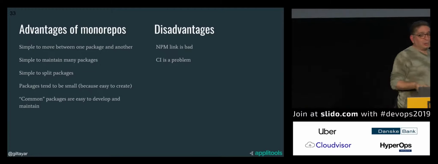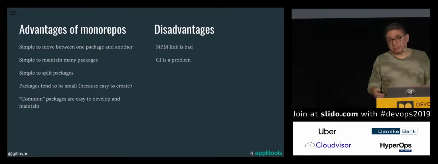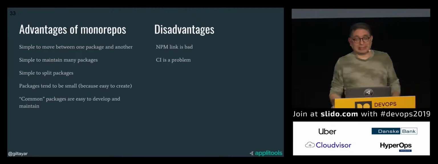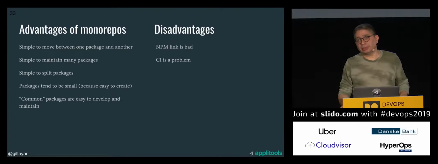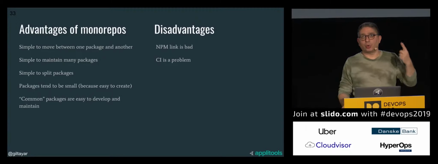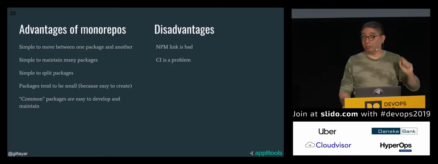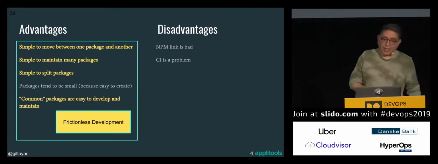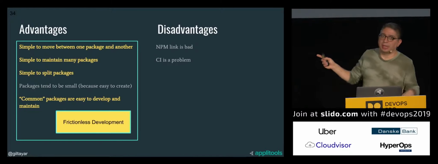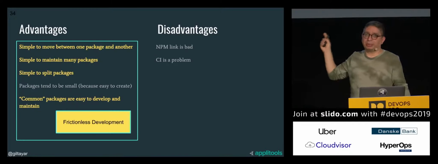npm link isn't very good. It's bad. And CI is a huge problem because most CI tools assume one Git repository, one project. That's a big problem. And those advantages are what help with frictionless development. I can move code around, I can use it, I can create common packages. Everything is very, very simple and frictionless.